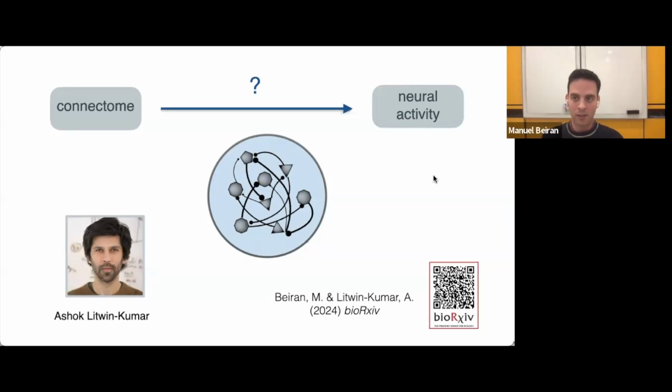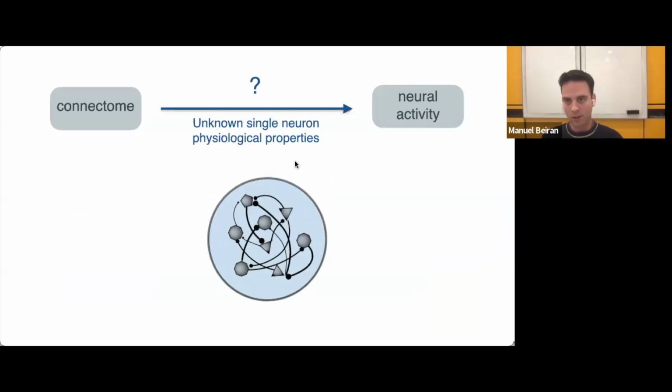And the second ingredient that I'll focus on mostly in this talk is the fact that we also don't know what the single neuron properties of individual neurons are. What are their physiological properties, for example, their excitability? And this is something that can completely change neural activity. So the question I will ask is, given that we have this big uncertainty on single neuron physiological properties, but we still have a good estimate of the connectome, what can we say about neural activity?